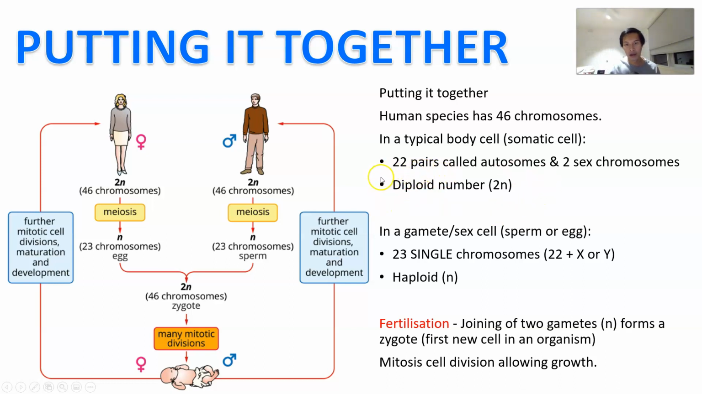Okay, when these humans then produce gametes or sex cells, either the sperm or the egg, you have 23 single chromosomes, which is 22 autosomes and an X, or 22 autosomes and a Y, and that is what we call a haploid number. And the reason for that is because when you join the two gametes together in a process called fertilization, you form a new organism, okay? And then from there, mitosis and mitotic division then grows the organism to form the individual adults all over again.